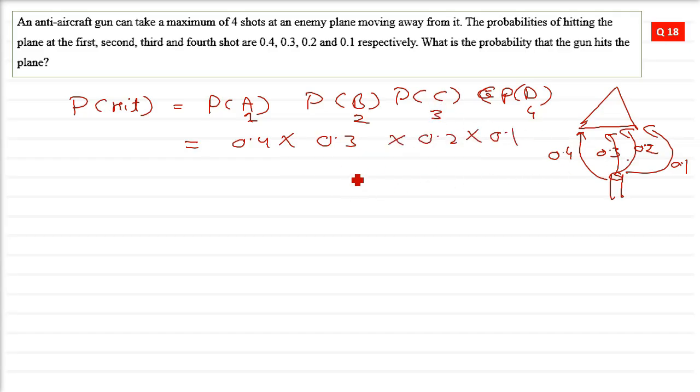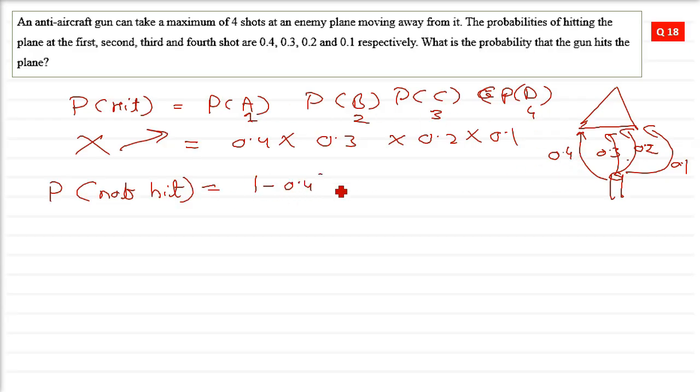When you multiply this, you are going to get a value. Okay, 4 times 3 is 12, 12 times 2 is 24. It will be some 0.024. This is a wrong approach. This is not the right approach. We will find out the probability of not hitting. What is the probability that it doesn't hit?